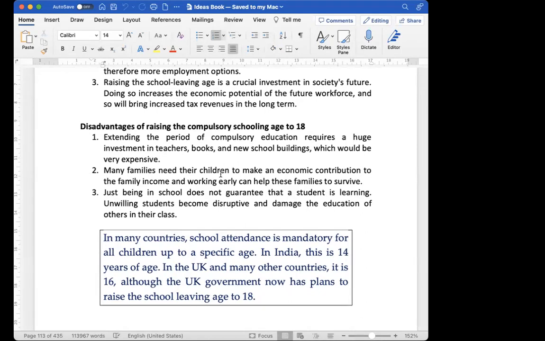And many families also need their children to make economic contribution to the family income, and working early can help these families to survive. Just being in school does not guarantee that a student is learning. Unwilling students become disruptive and damage the education of others in the class. So basically, these 3 points you must give first and say, admittedly, there are disadvantages, but on the whole, there are more advantages. So I go for raising the school leaving age to 18.